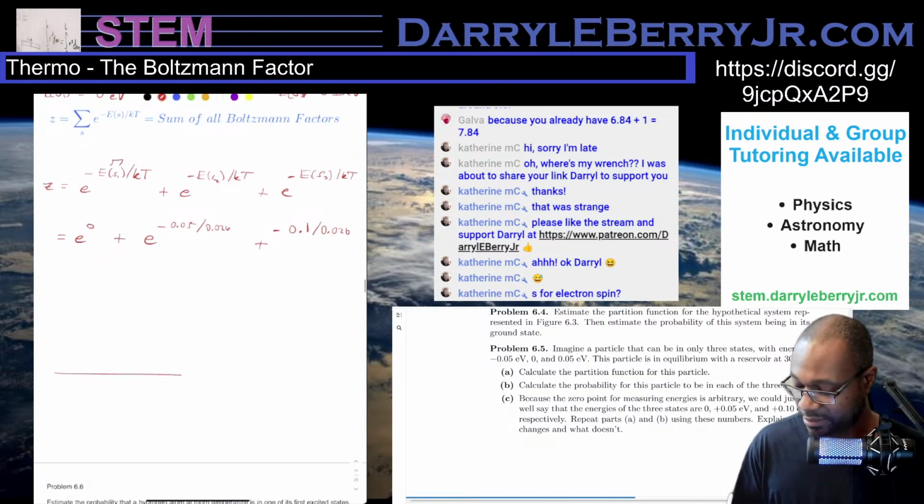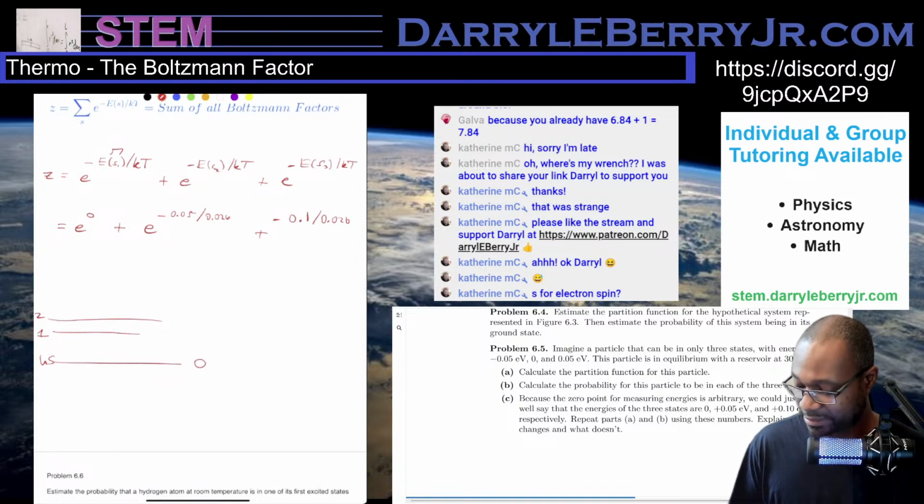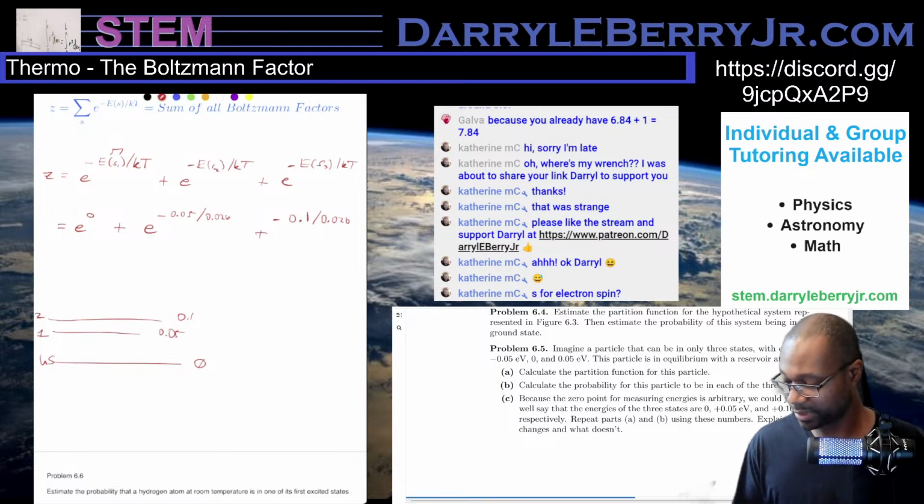So let's say the particle has these states, and this would be the ground state, and this would be the first excited state, and this would be the second excited state. In this case, the energy of the ground state is 0. The next excited state will be 0.5, and then the next will be 0.1, 0.05 is what we're saying.